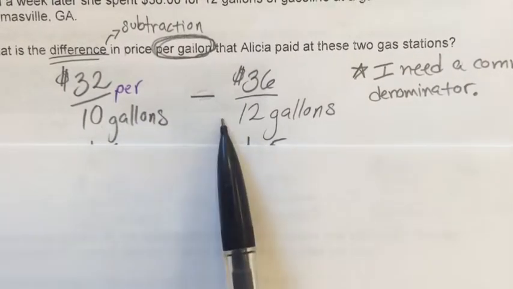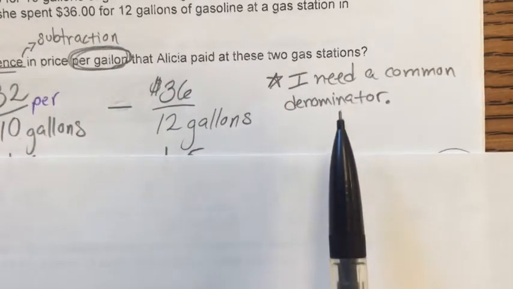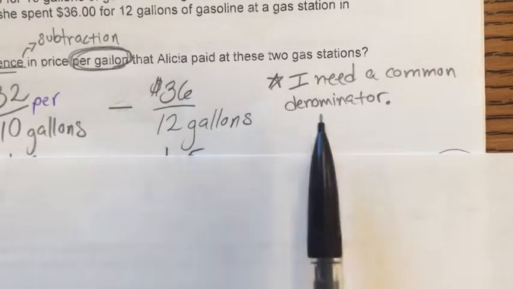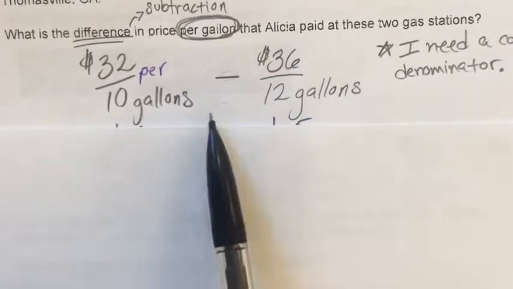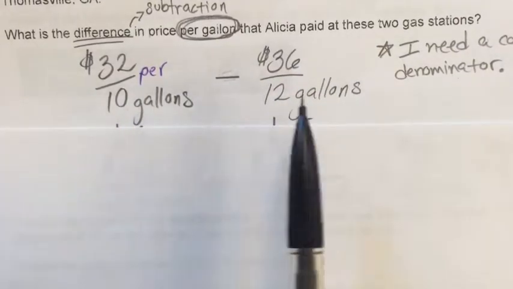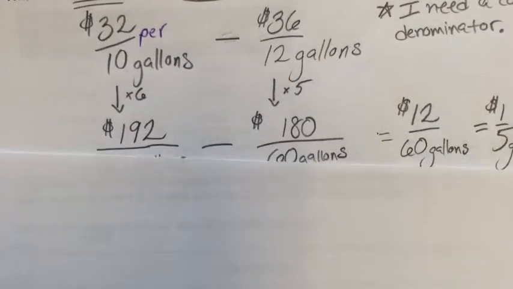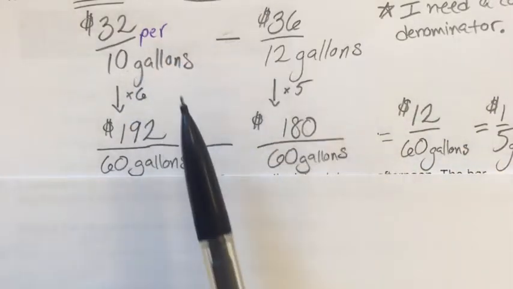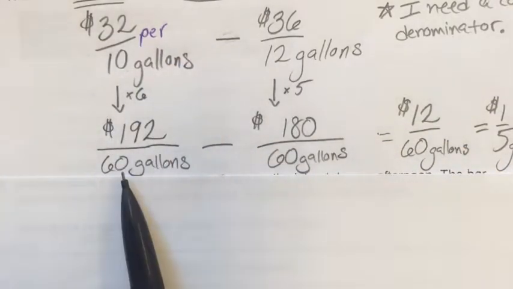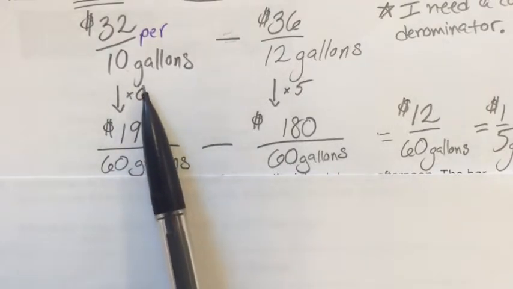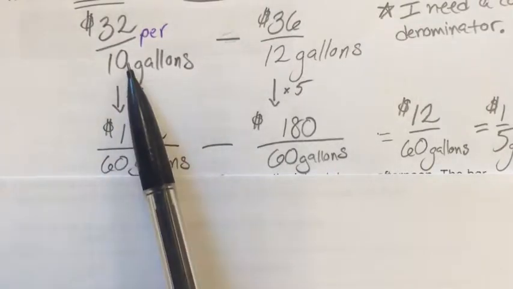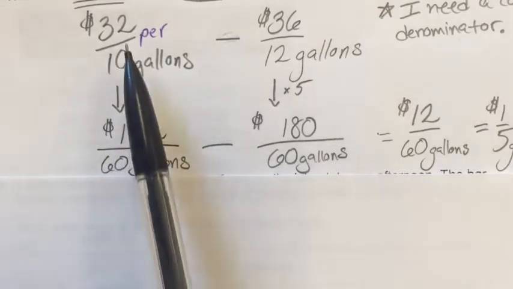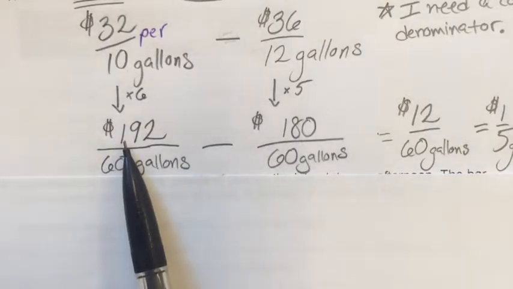Whenever you're subtracting fractions, you need to find a common denominator. That's the most important part of subtracting or adding fractions. Find a common denominator first. So, a common denominator between 10 gallons and 12 gallons, I selected 60 gallons. So, how do I get from 10 to 60 in the denominator? Well, I need to multiply it by 6. So whatever you do to the bottom, you have to do the same thing to the top. 10 times 6 is 60. 32 times 6 is 192.